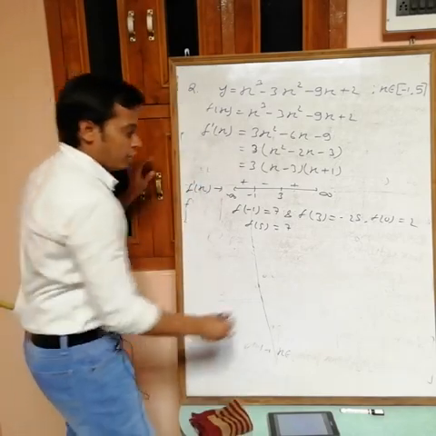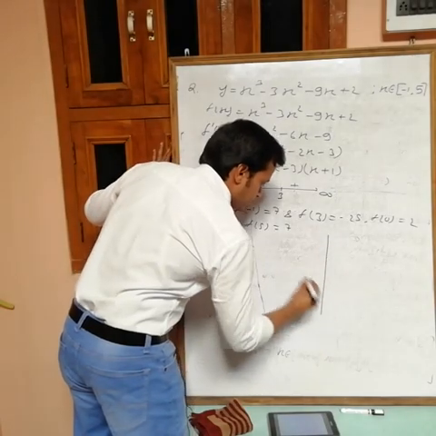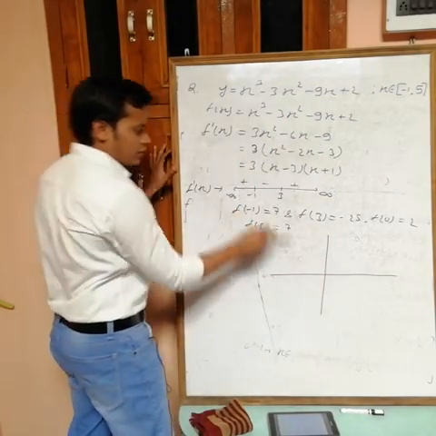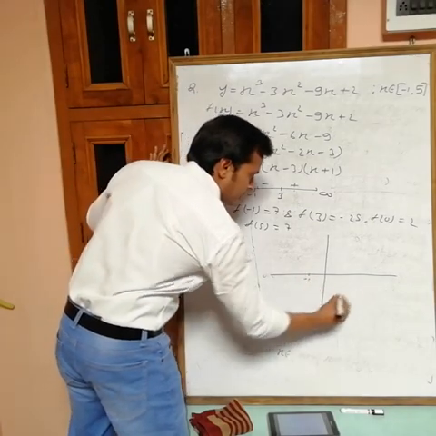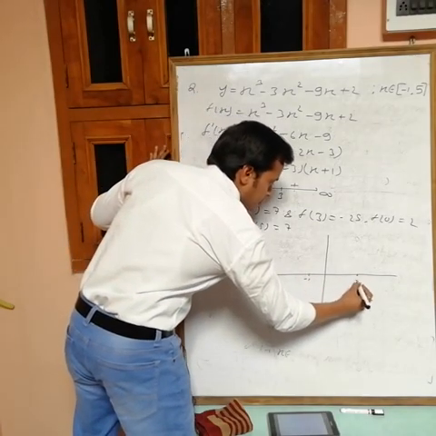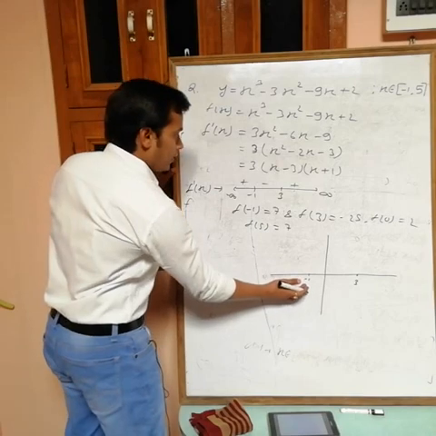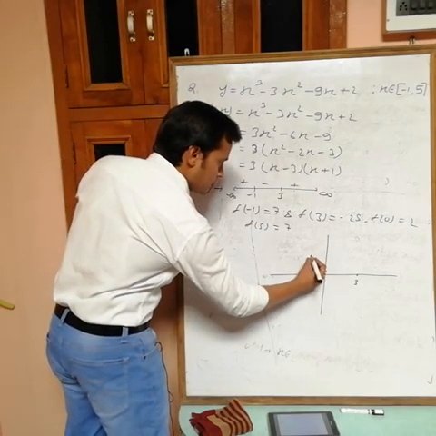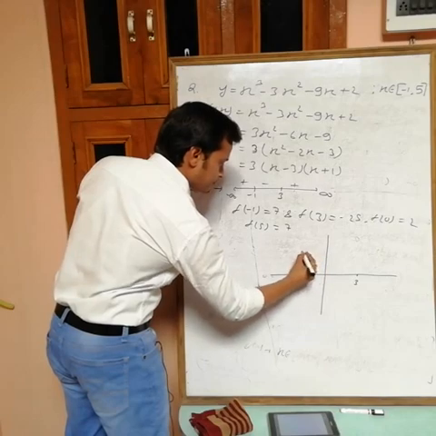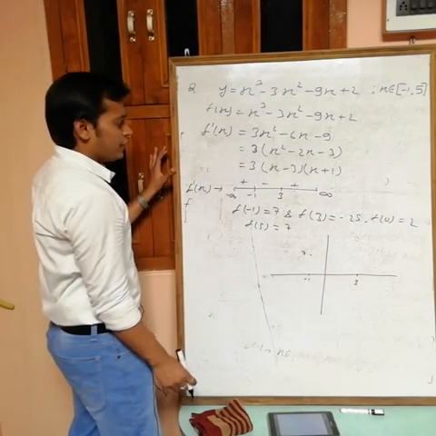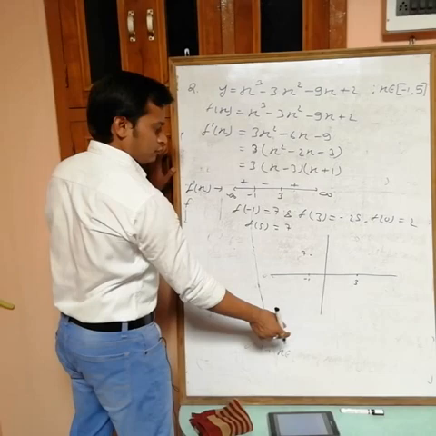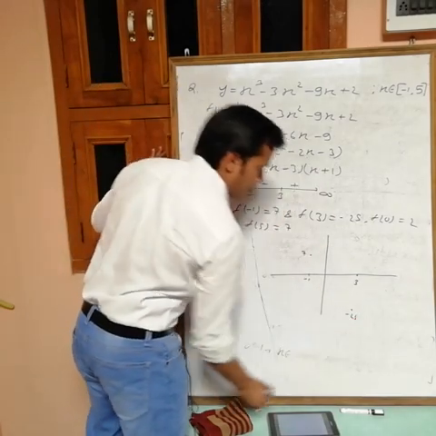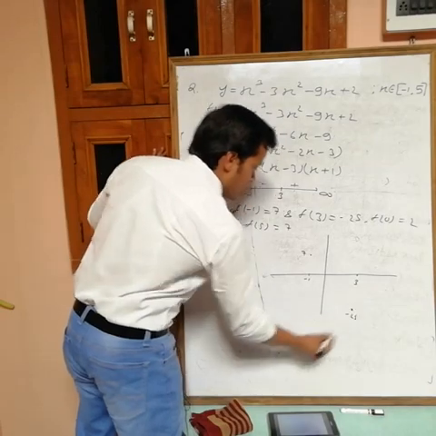Now draw the graph. How to draw the graph? Just simple. First, where we have turning points, minus 1 and 3, indicate them. The value at minus 1: f of minus 1 is 7. After that, f3 is minus 25. Okay, f3 is done.